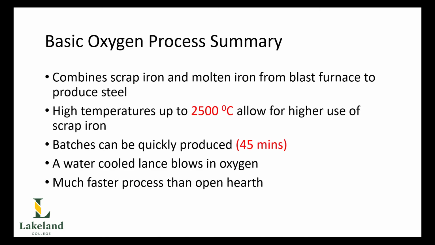So here's a summary of the typical sorts of questions they ask. The BOF furnace uses scrap iron and pig iron to produce steel. And again, we can produce alloys as well if we add in other elements. This occurs at around a temperature of 2500 degrees C, much higher than our blast furnace. The batches are produced far more quickly than the open hearth process, around that 45 minutes. The oxygen lance supplies oxygen to provide oxidation for combustion. It's water cooled so it doesn't melt, and it's also of course a much more efficient process compared to the open hearth furnace.